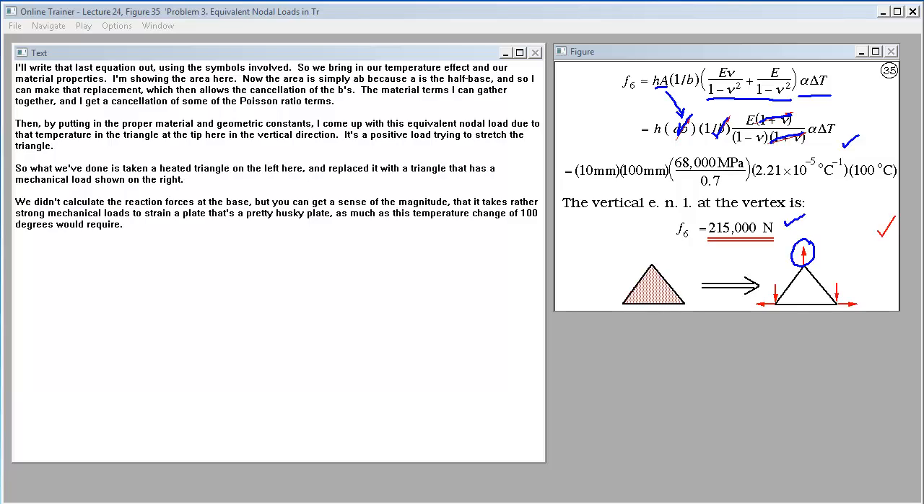So what we've done is taken a heated triangle on the left here and replaced it with a triangle that has the mechanical loads shown on the right. We didn't calculate the reaction forces at the base, but you can get a sense of the magnitude, that it takes rather strong mechanical loads to strain a plate that's a pretty husky plate as much as this temperature change of 100 degrees would require.